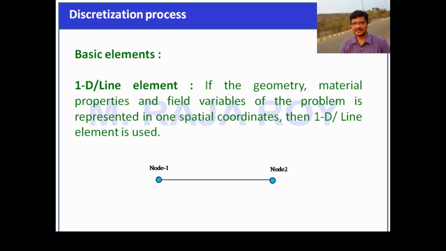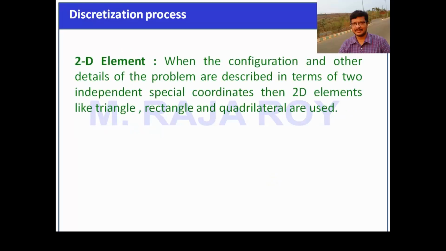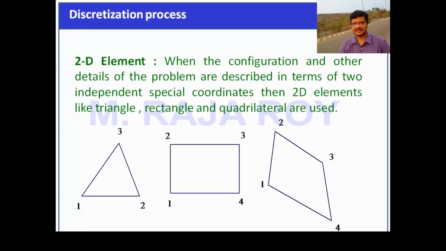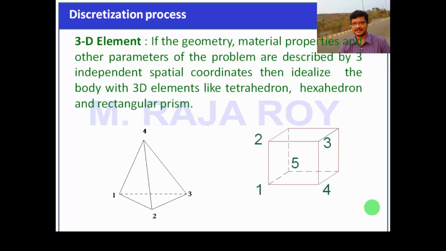Discretization process. Basic elements. 1D/line element: if the geometry, material properties, and field variables of the problem are represented in one spatial coordinate, then a 1D/line element is used. 2D element: when the configuration and other details of the problem are described in terms of 2 independent spatial coordinates, then 2D elements like triangle, rectangle, and quadrilateral are used. 3D element: if the geometry, material properties, and other parameters of the problem are described by 3 independent spatial coordinates, then idealize the body with 3D elements like tetrahedron, hexahedron, and rectangular prism.